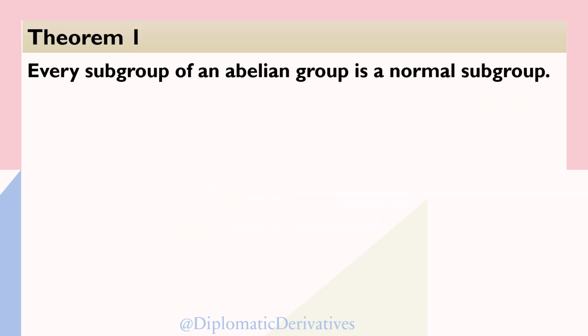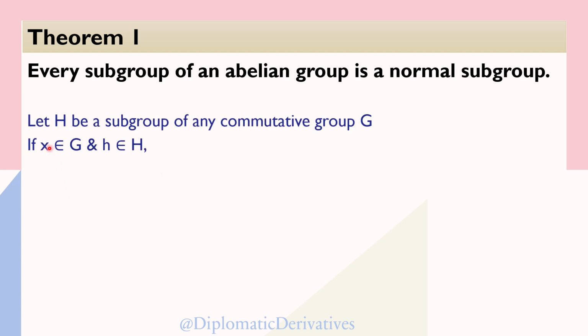All right, now we take the theorem: every subgroup of an abelian group is a normal subgroup. This is the first condition that we talked about. Every subgroup of an abelian group, we said, will naturally be a normal subgroup. So now we prove that. You take one subgroup, let's suppose it's H, and you take an abelian group, let's suppose that's G. Now, x is an element of G and h is an element of H. Then to prove that it's a normal subgroup, you have to prove that x h x inverse is also an element of H. This is what you have to prove.